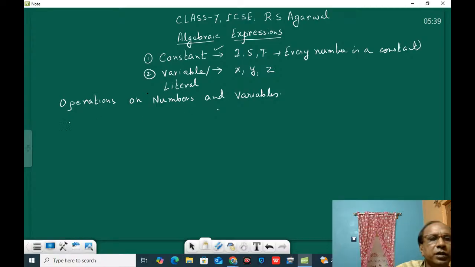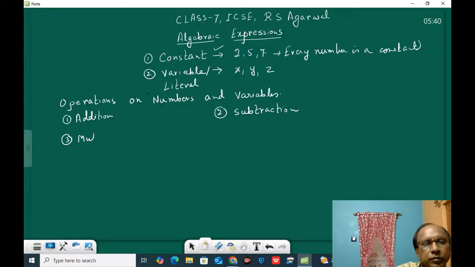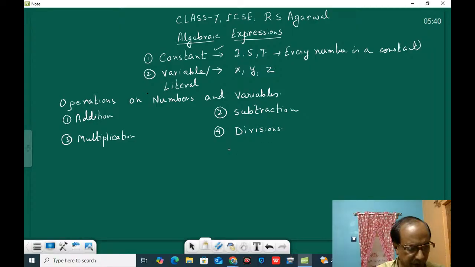Number one is addition, number two is subtraction, number three is multiplication, and number four is division. These are the four main operations on numbers and variables.